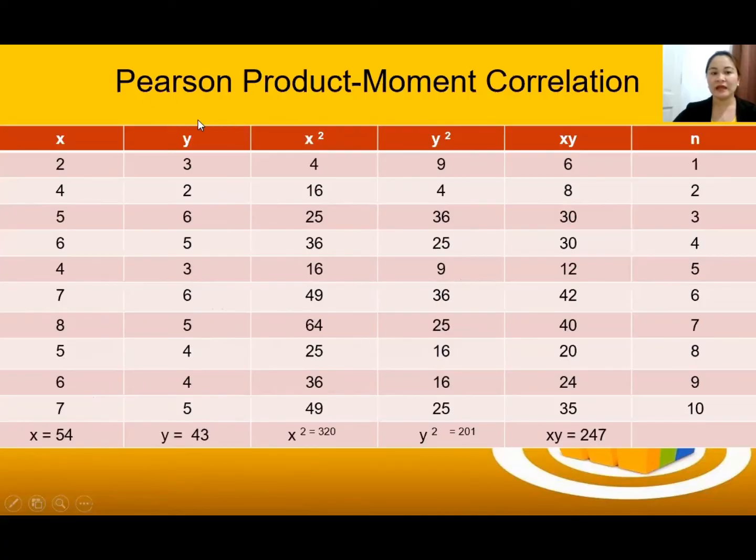Then multiply x times y. So 2 times 3, 6, 4 times 2, 8, 5 times 6, 30. We have 6 times 5, 30, 4 times 3, 12, 7 times 6, 42, 8 times 5, 40, 5 times 4, 20, 6 times 4, 24, 7 times 5, 35. And there are 10 data points given.